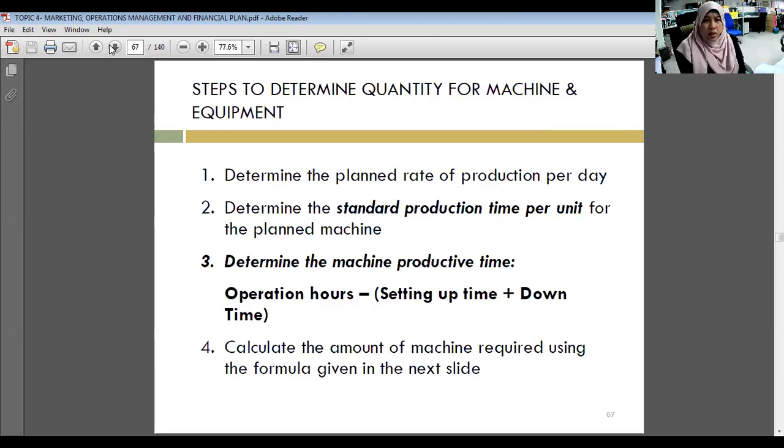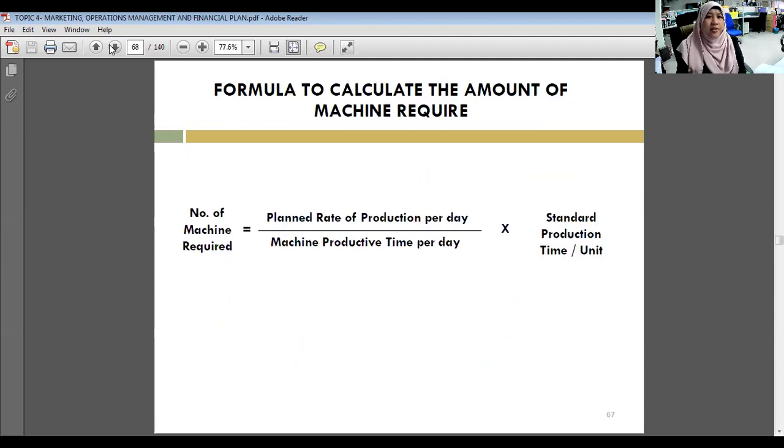Okay, so steps to determine quantity for machine and equipment. Number one is determine the planned rate of the production per day. Some simple calculation before this. Number two, determine the standard production time per unit for the planned machine. And the third one, determine the machine productive time, operation hours minus setting up time plus downtime. And the fourth one, calculate the amount of machine required using the formula given in the next slide.